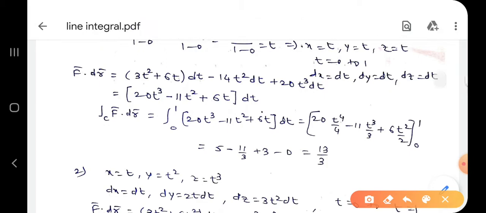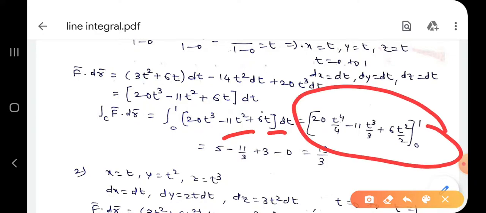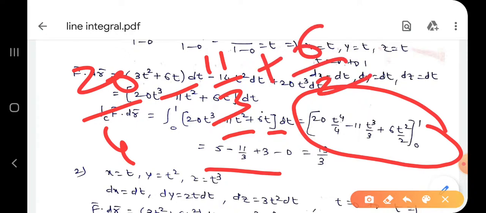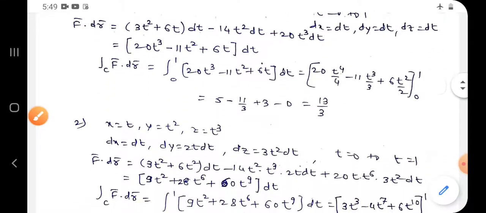What is the integration of t cube? It is t raised to 4 upon 4. Integration of t square is t cube upon 3, and integration of t is t square by 2. Put the limit 0 to 1, upper limit minus lower limit. Lower limit is 0. Only in place of t write 1. You will get the answer 20 upon 4 minus 11 upon 3 plus 6 upon 2. Now do the calculation. 20 upon 4 is 5, 11 upon 3, and 6 upon 2 is 3. So our answer is 13 by 3.